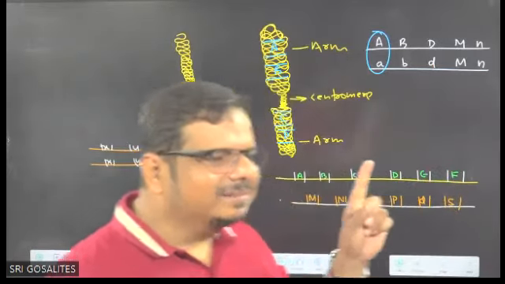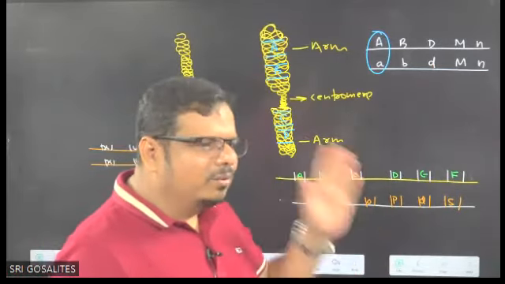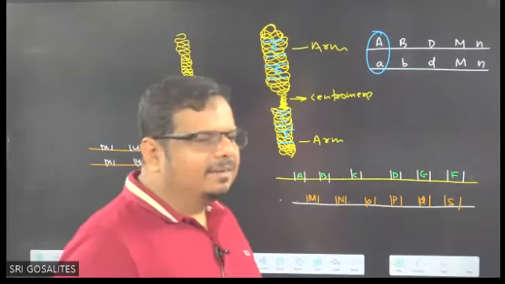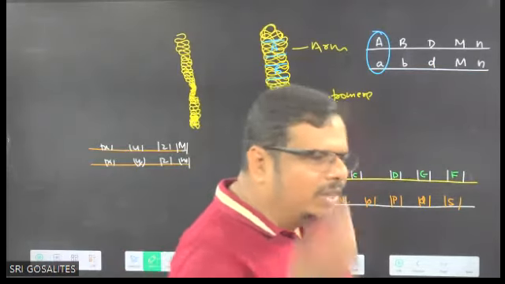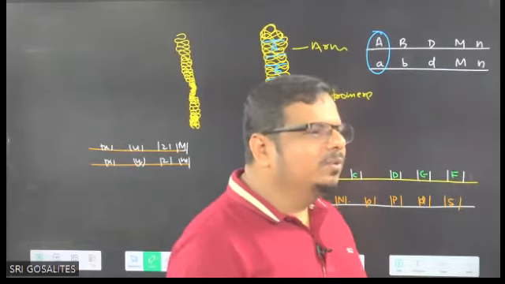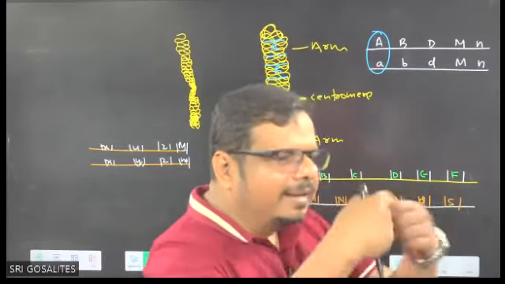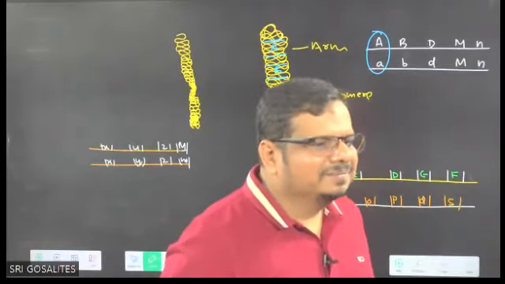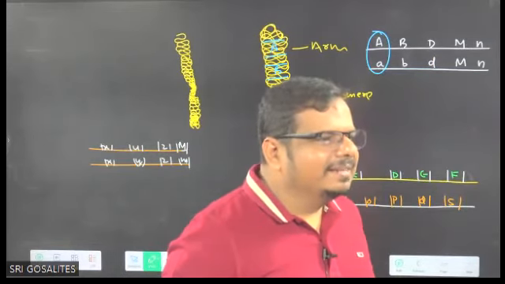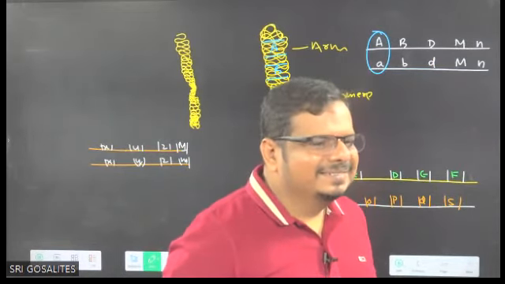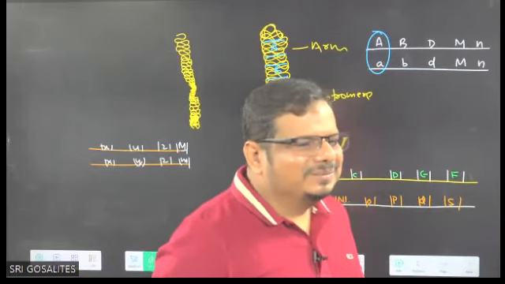Are you getting the idea? The zygous terms, homozygous and heterozygous, are used for genes. Homologous and heterologous are used for whom? Chromosomes. So don't make a khichdi in your mind. Okay.